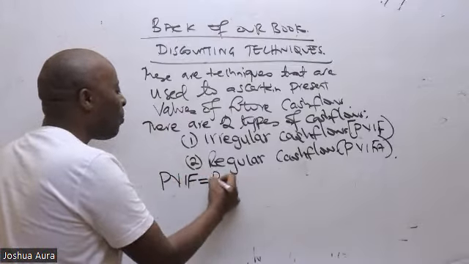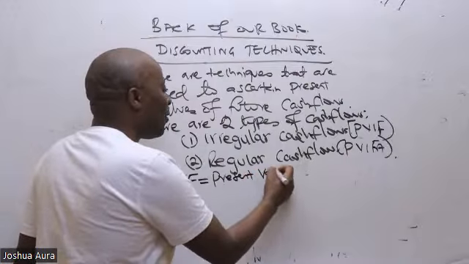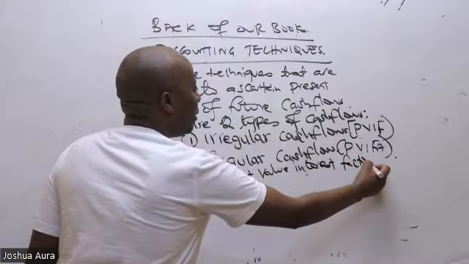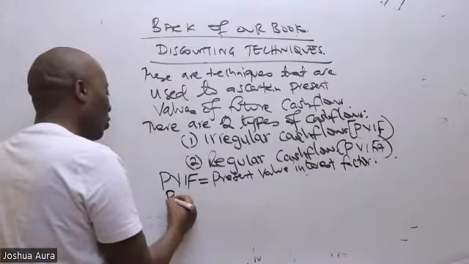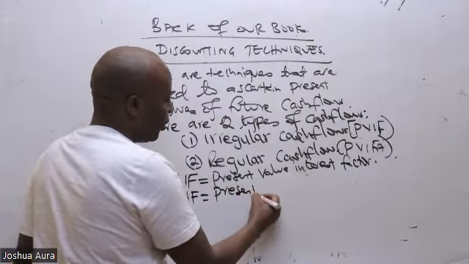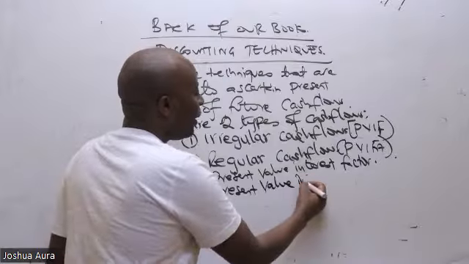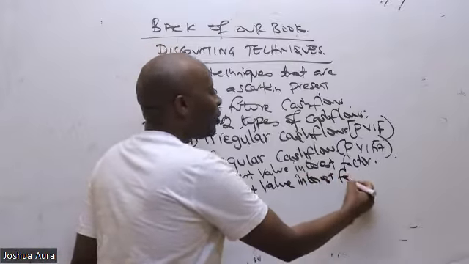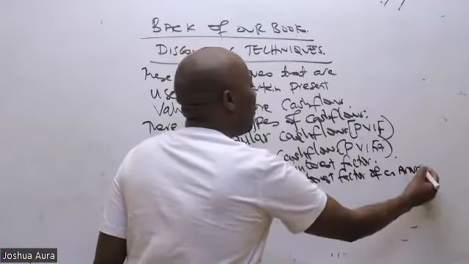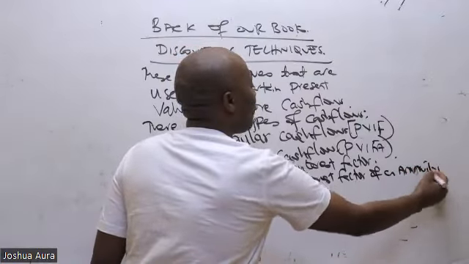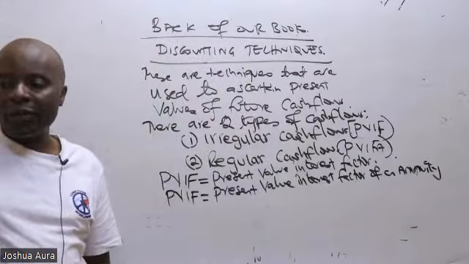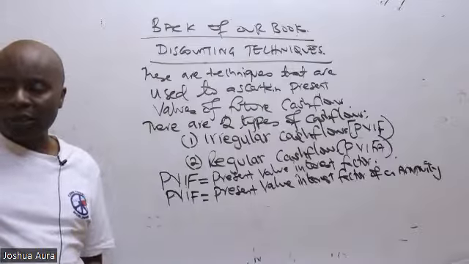PVIF stands for present value interest factor, with the PVIFA standing for present value interest factor of an annuity. Present value interest factor of an annuity.